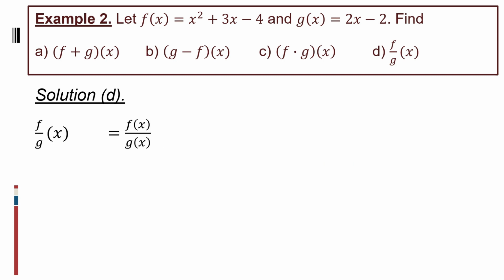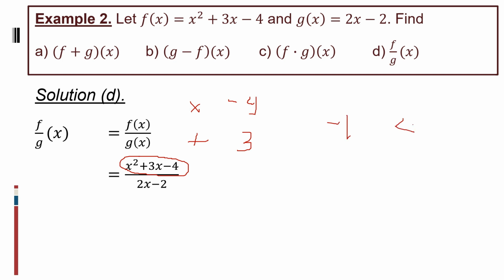And for the last, f over g of x, that is just equal to f of x over g of x. So we have x squared plus 3x minus 4 all over 2x minus 2. So i-check natin kung yun bang numerator natin ay factorable. So, think of a number na kapag pinag-multiply is negative 4. Okay, multiply yan. Pag pinag-add ay positive 3. So, that is negative 1 and 4.